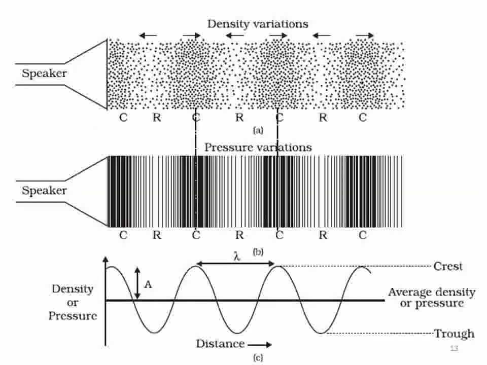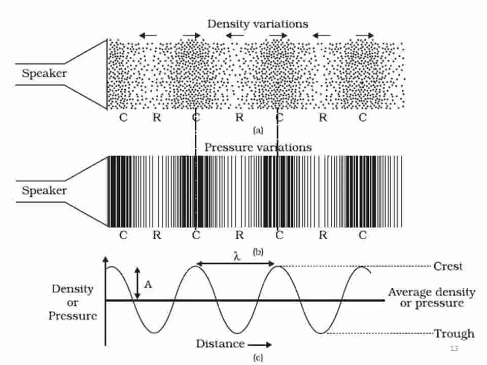In the figure, a speaker is producing a sound. Molecules are closer, then it is a compression. Molecules are far away, it is a rarefaction. Then compression, rarefaction, compression, rarefaction successively. The pressure and density are more in compressions. Pressure and density are less in rarefactions.